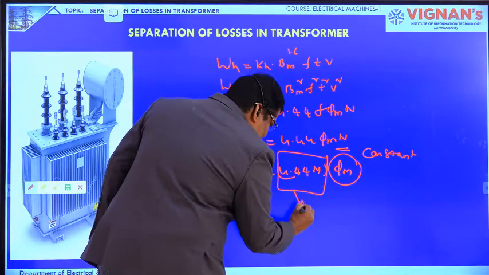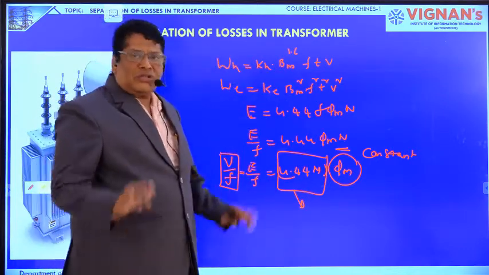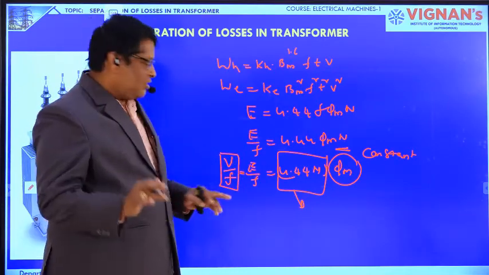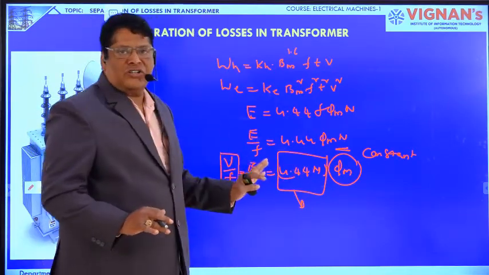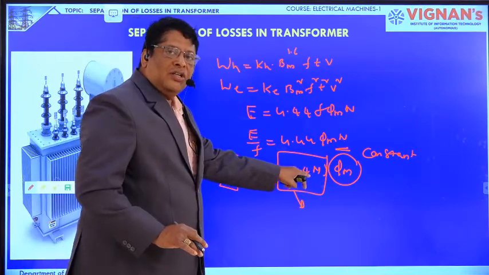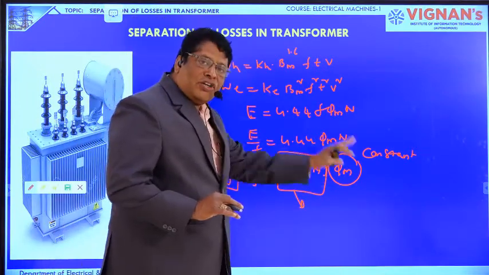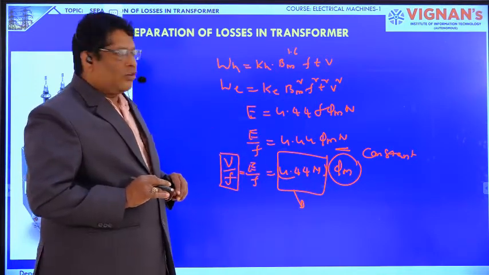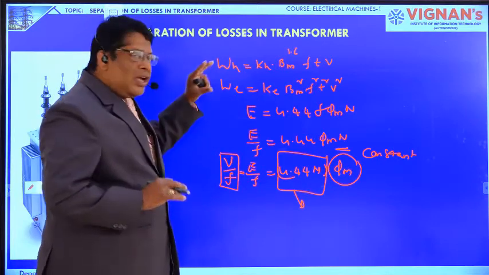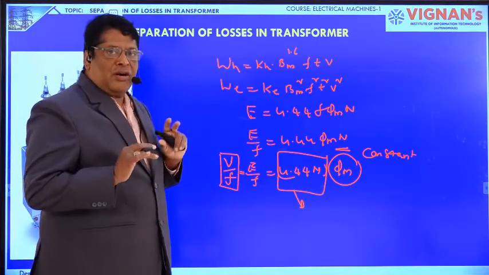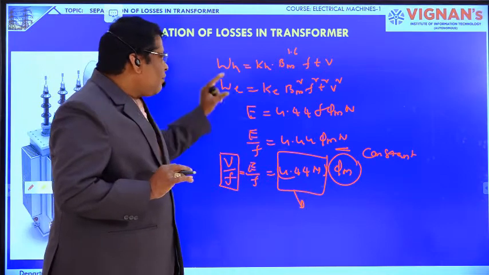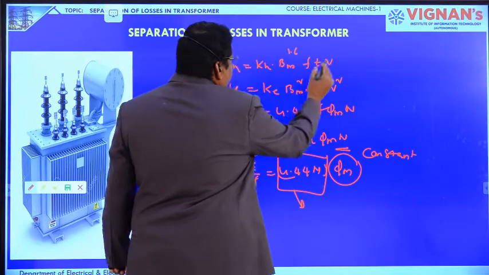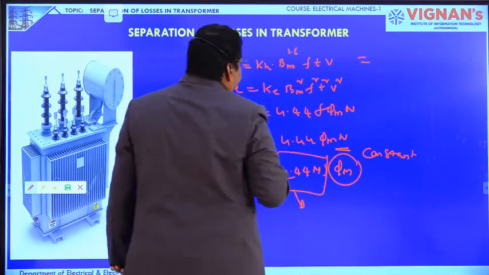Once the design of the machine is over, the number of turns in the primary winding as well as the secondary winding does not change. 4.44 is an absolute constant. So this total term is constant. How are we making phi m constant? By maintaining V by F as a constant. For a given transformer, if we maintain V by F as a constant, then the flux density in this equation is also constant.